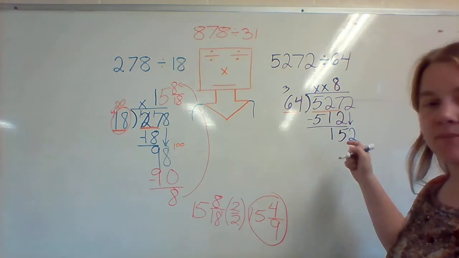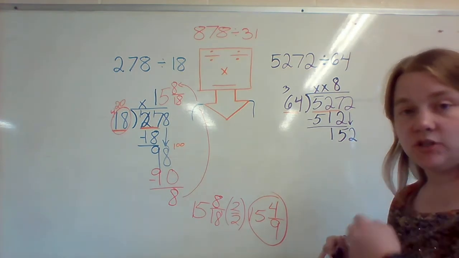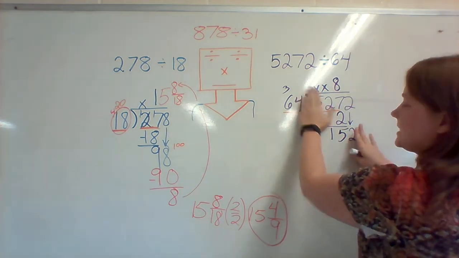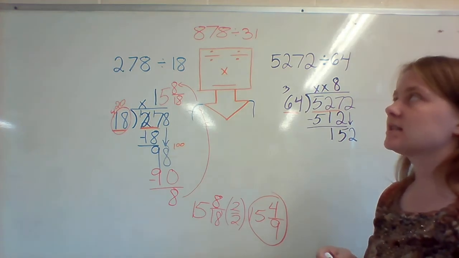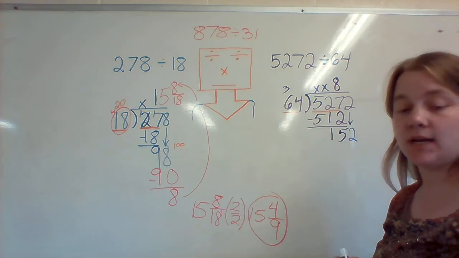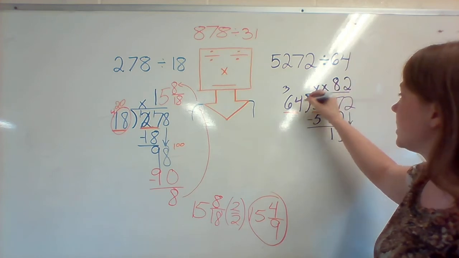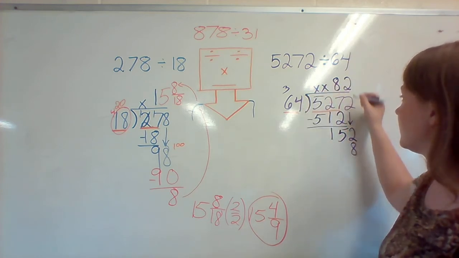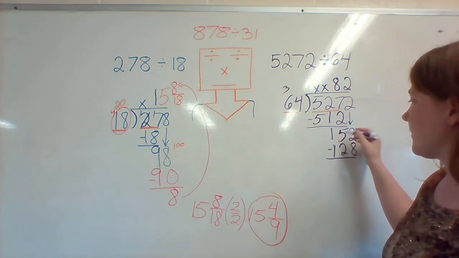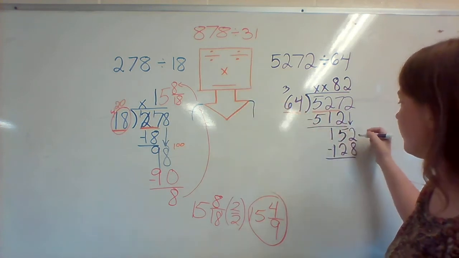Now I need to know how many times 64 can go into 152. And to figure that out, I'm going to again look at 6 into 15. 6 goes into 15. Well, 6 times 2 is 12. So let's go ahead and try 6 times 2. 2 times 4 is 8. 2 times 6 is 12. So I'm left with 152 minus 28. Let's go ahead and subtract.